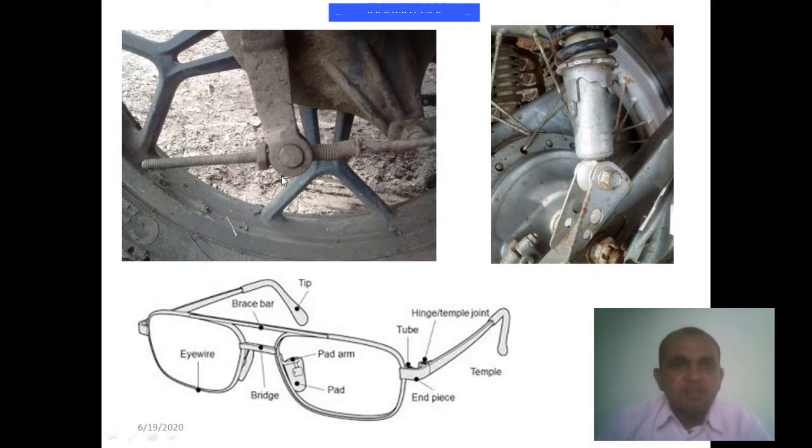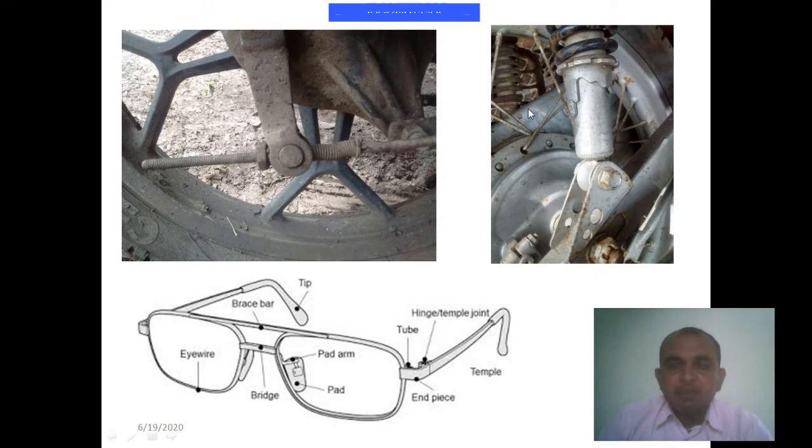This is the braking system for two wheelers. This part is called the fork, and the pin, and the hole present inside is called the eye of the knuckle joint. So the typical example is the braking system for the two wheeler.